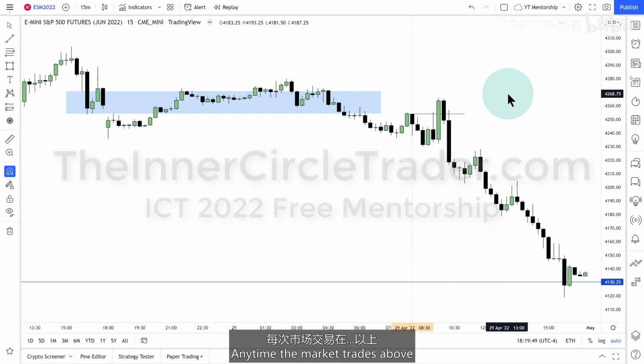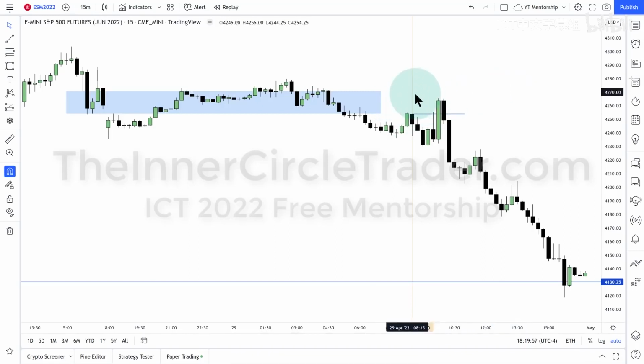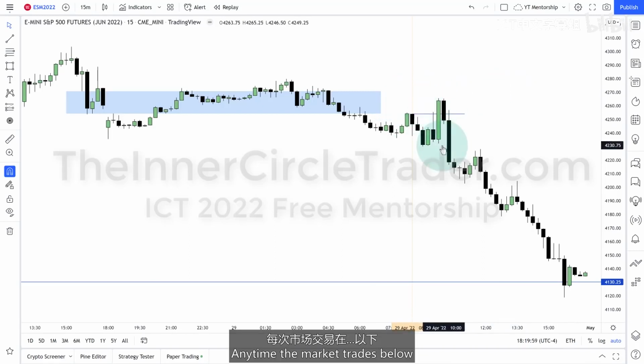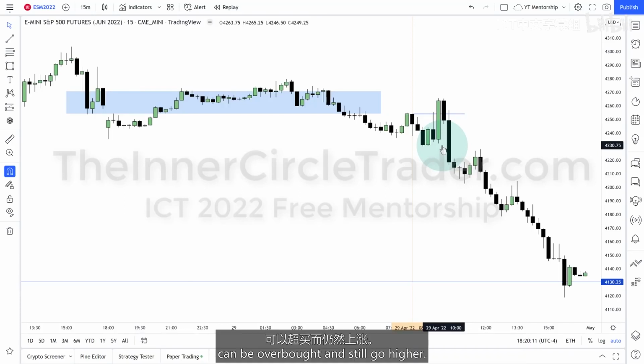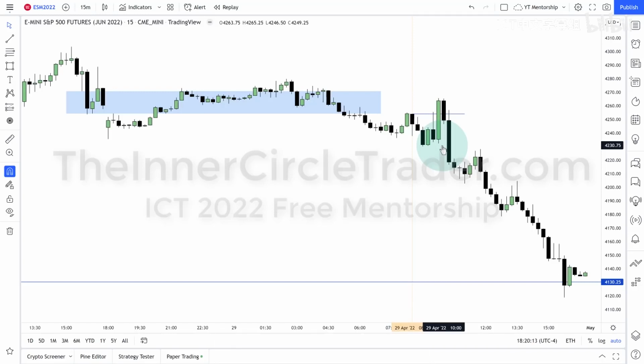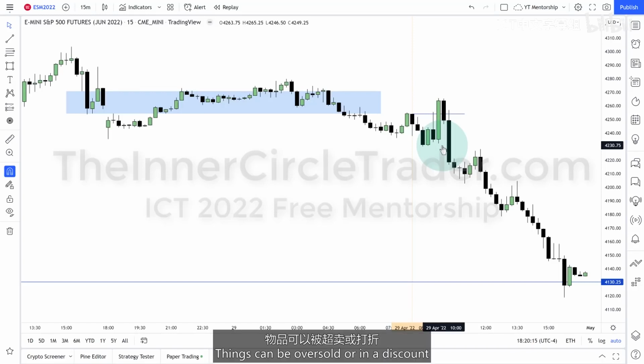Anytime the market trades above an old high, that is a short-term premium because it's going into liquidity. Anytime the market trades below an old low, that's a discount. Okay. Now, just like the purposes of what people use overbought, oversold indicators, things can be overbought and still go higher. Things can be oversold or in a discount and keep going lower.